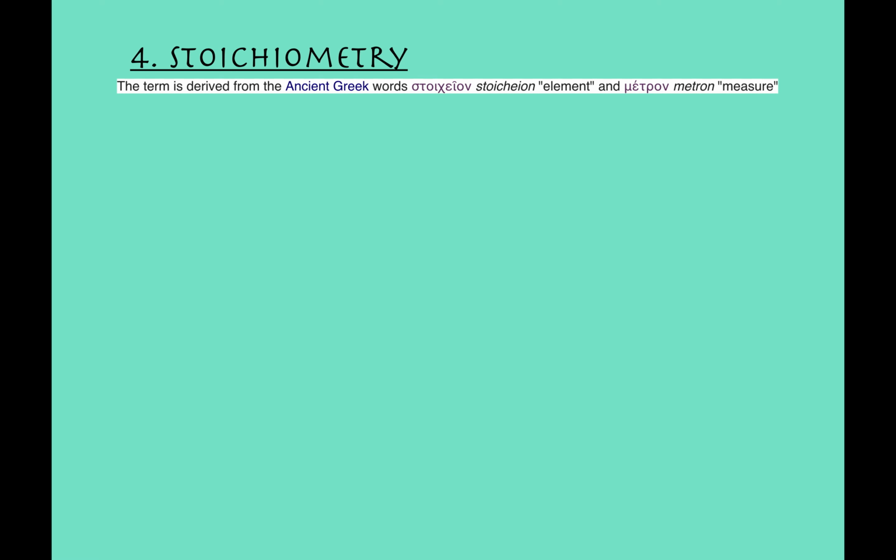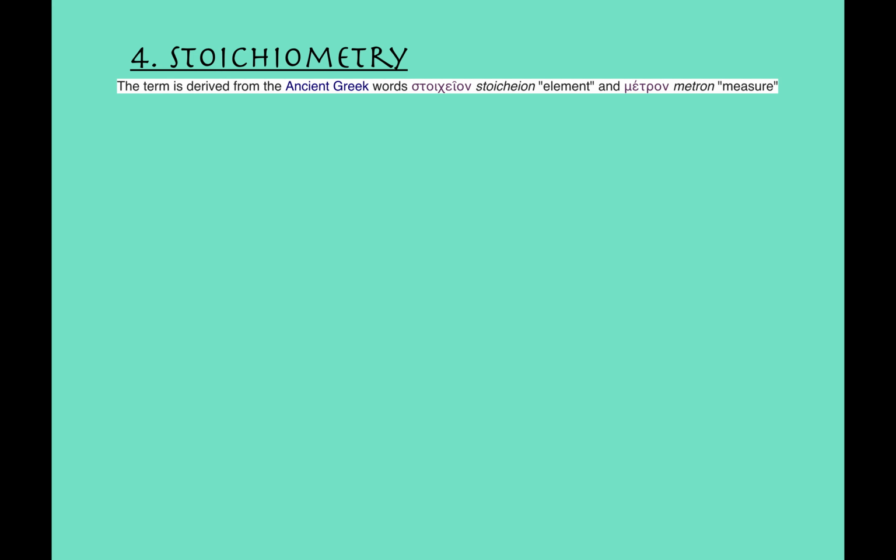Stoichiometry. Now we're going to start getting into the amounts of stuff in chemistry. And stoichiometry, the word itself, comes from the ancient Greek, which is the measure of the elements. The Stoics were very keen on measuring things around them, measuring their universe.